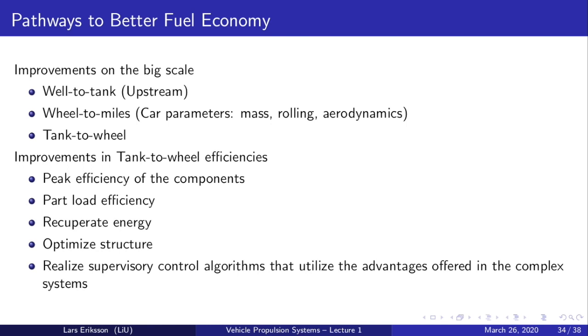We will work with the peak efficiency of the components. We'll look at part load efficiency and look at if we can recover energy and optimize the structure of the vehicle, like using different components, for example, different types of hybrid. We can improve it by optimizing the structure of the vehicle by using, for example, series or parallel hybrids or complex hybrids. Another way is to use control systems to optimize the utilization of the different components that we have in the system to get as low fuel consumption as possible.